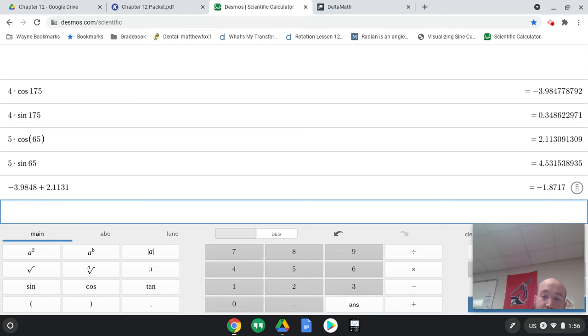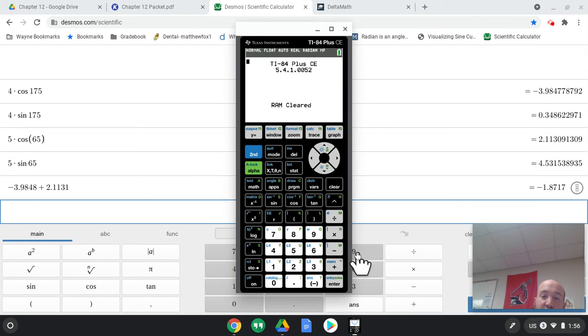All right, and one thing I want to point out, if you're using this calculator, if you start with this button, hit negative, do you see how it says answer minus? We have to use this sign for a negative. So negative 3.9848 plus 2.1131.